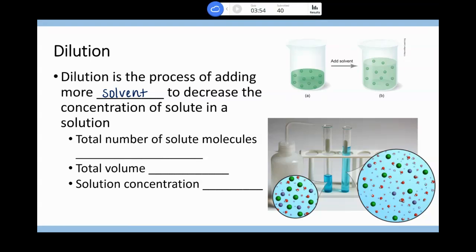Now, let's go back to the coffee example. You have 4 teaspoons of sugar in that coffee. If you add more unsweetened coffee to your mug, you still have 4 teaspoons of sugar in that sample. So the total number of solute molecules stays the same. In that example, sugar is the solute, what's getting dissolved in the solution. But we're adding more solvent, so we're increasing the volume. The total volume increases.